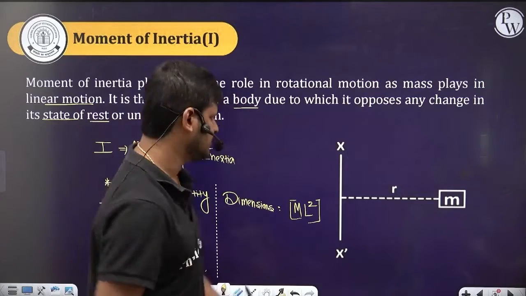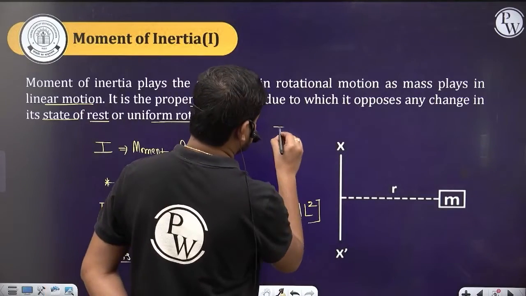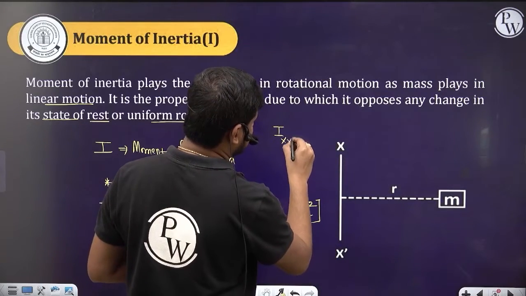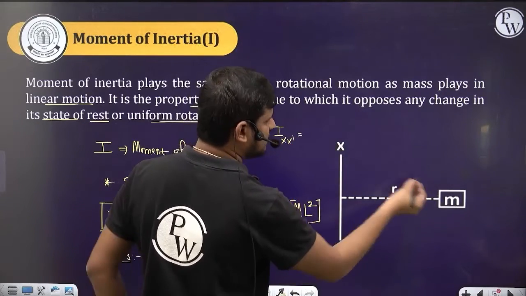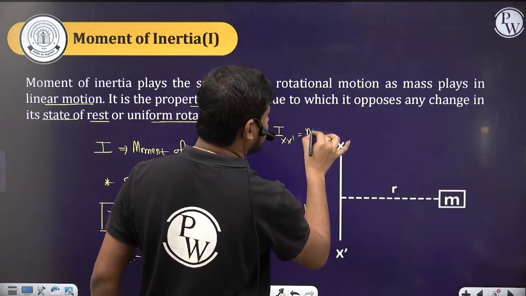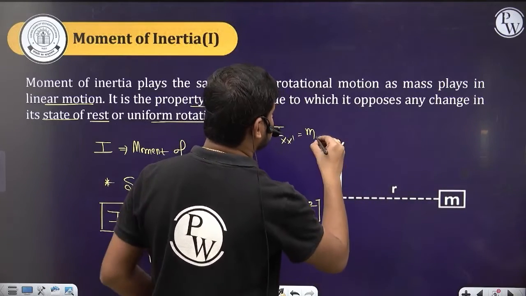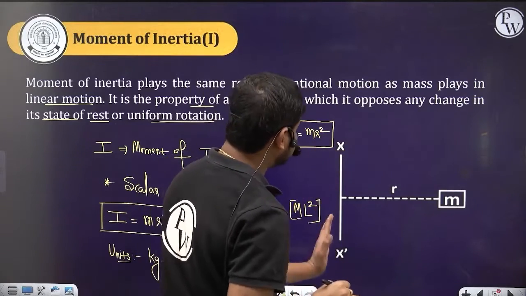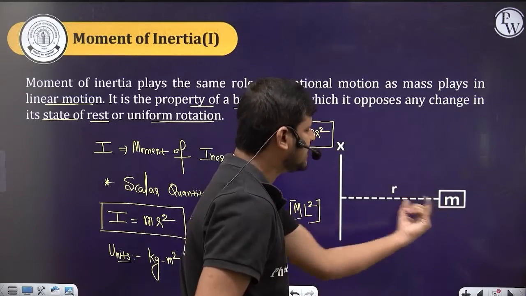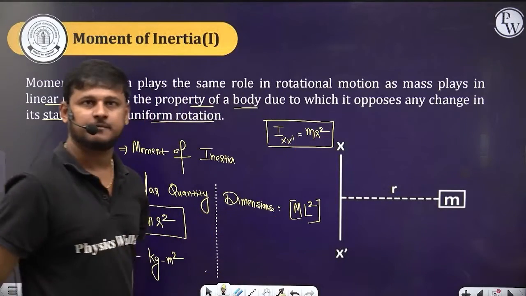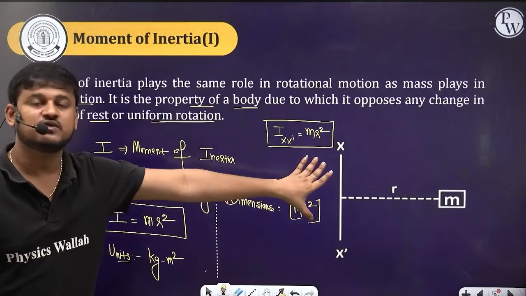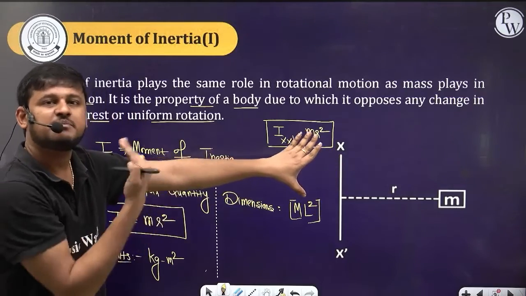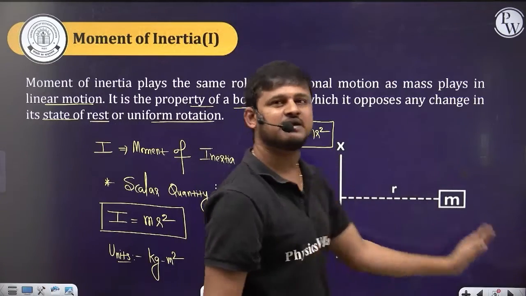So in this particular case, I am finding the moment of inertia about this axis, x dash axis. So of this mass I am finding m into, it is at a distance r, so m r square. So the moment of inertia about x dash axis for this particular mass will be m r square. About which axis you are finding is very important. From that axis you have to take the perpendicular distance.